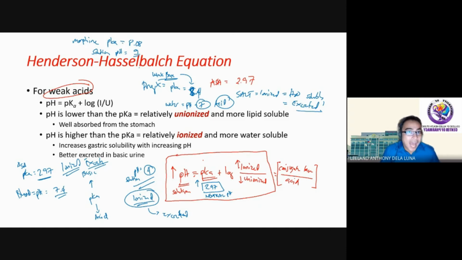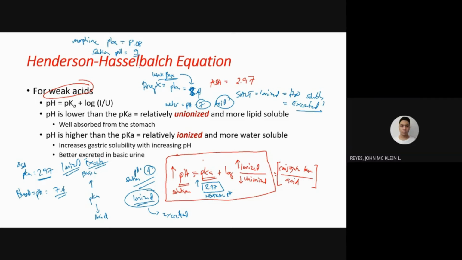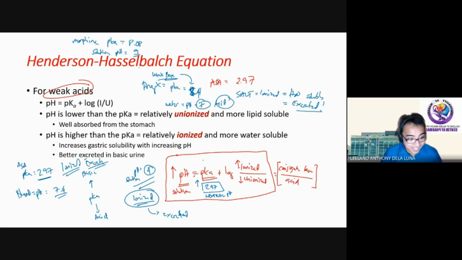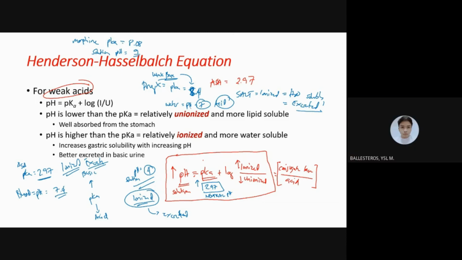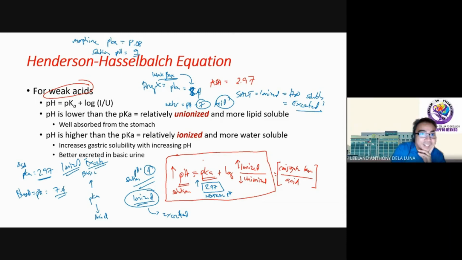What will happen, class, to morphine? Will it exist in its ionized or unionized state? Ionized, sir? Remember this, okay? I just said, morphine is a weak base. Its pKa is 8.08.